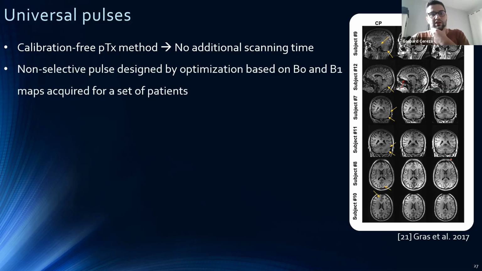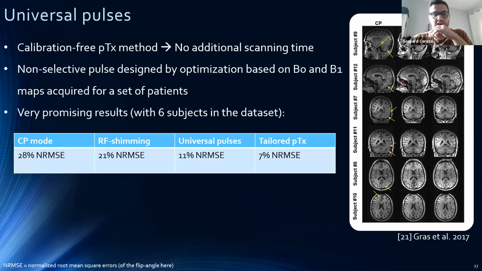So here with the universal pulses, we have non-selective pulses that are designed based on B0 and B1 maps from a data set of patients. And so that yields very, very promising results, as we can see here, because these universal pulses don't require additional scanning time. We can have a flip angle that is much more homogeneous than with RF-shimming or with CP mode.